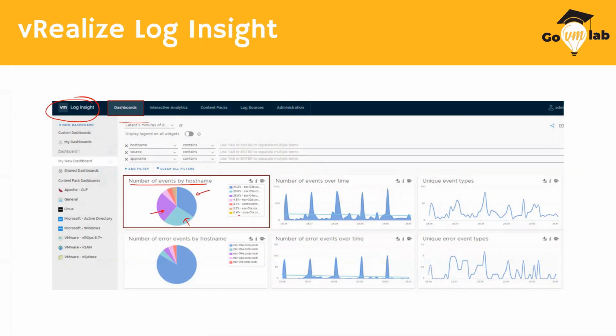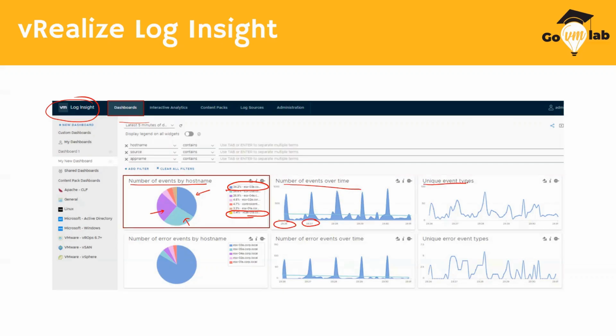Yellow refers to one of my ESXi hosts, blue refers to another of my ESXi hosts. It gives you that pie chart, and every color refers to one specific ESXi host. So now you get your data in a much more intuitive way. Then it also gives you information about the number of events over time, and for this particular duration, what all the events have occurred.